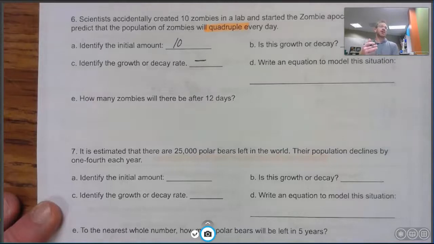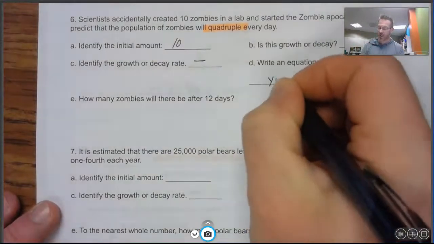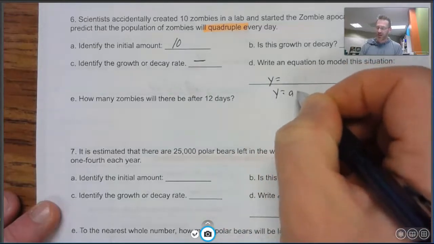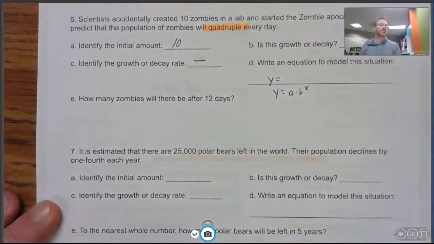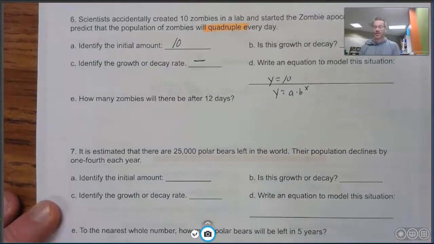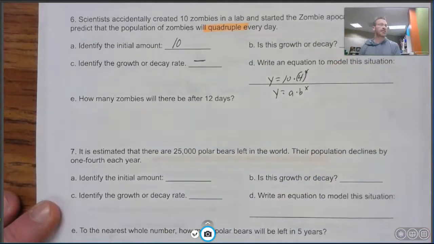If it said they grew by half, that's a little different. That gets a little harder. But when we see quadruple, triples, doubles, we know exactly what that is. So now we can do A times B to the X. So my initial value, which is 10, and then times my function, which would be 4 to the X, like that. And there's my equation. So how many zombies would there be after 12 days?